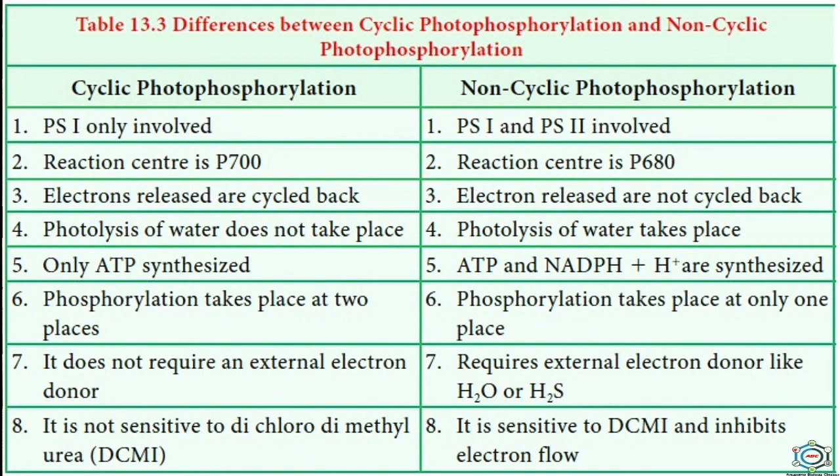In case of cyclic, photophosphorylation takes place at two places, while in case of non-cyclic, phosphorylation takes place at only one place. In case of cyclic, it does not require an external electron donor, while in case of non-cyclic, it requires an external electron donor like H2O or H2S. In case of cyclic, it is not sensitive to dichlorophenyl dimethylurea, while non-cyclic is sensitive to dichlorophenyl dimethylurea, which inhibits electron flow. So these are the main differences between cyclic photophosphorylation and non-cyclic photophosphorylation.